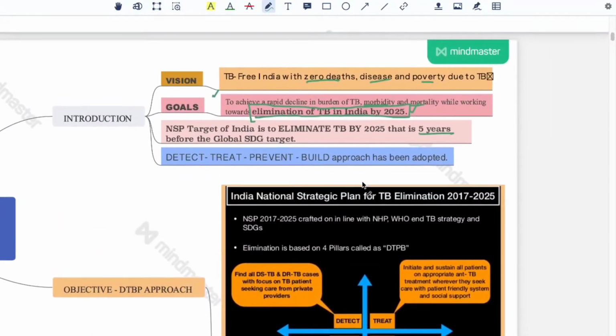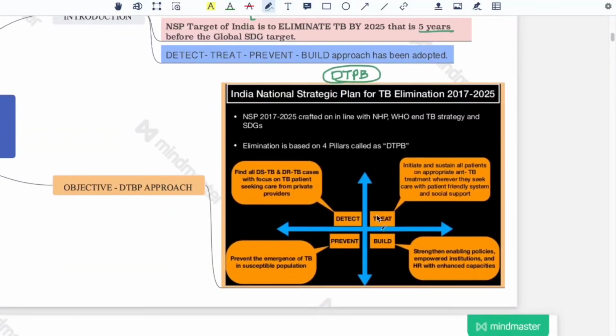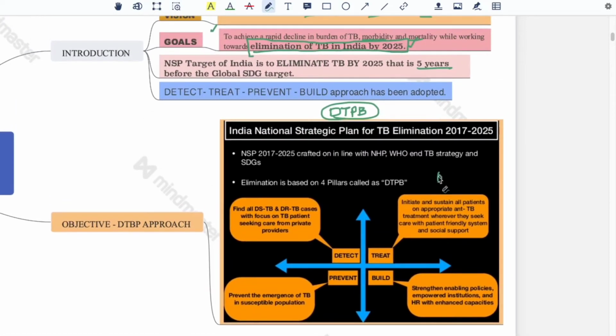Now, the NSP adopts a DTPB approach, that is detect, treat, prevent, and build. So the D, T, P, and B can be used for talking about the objectives also. These four are the four pillars, and we can relate them to the objectives also. These are the four objectives.